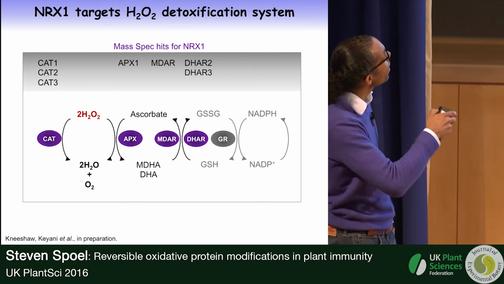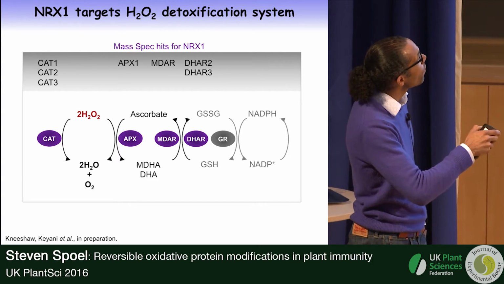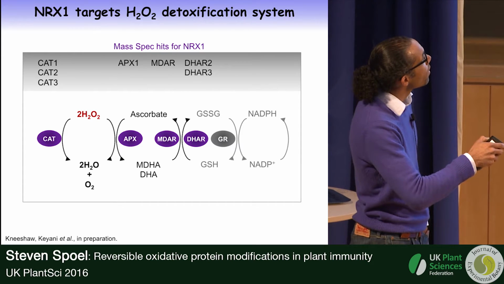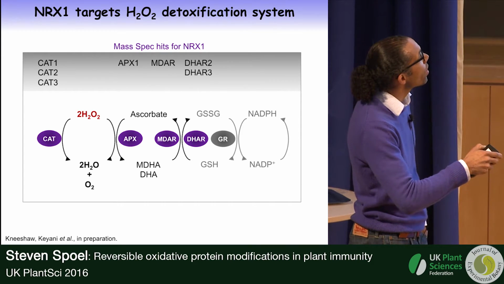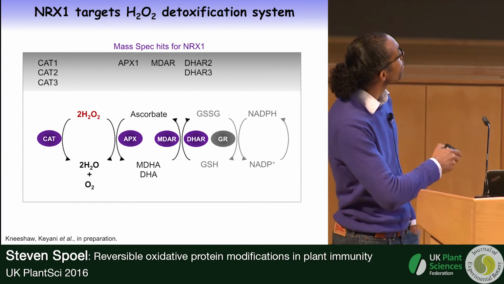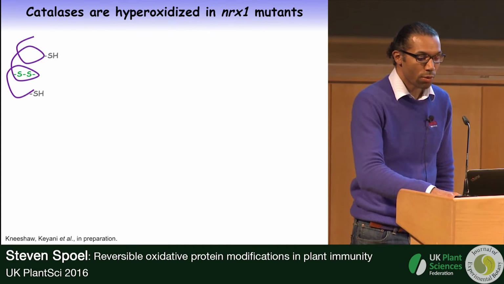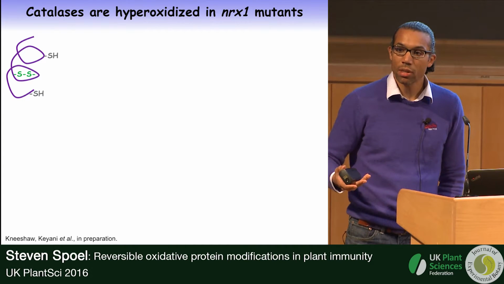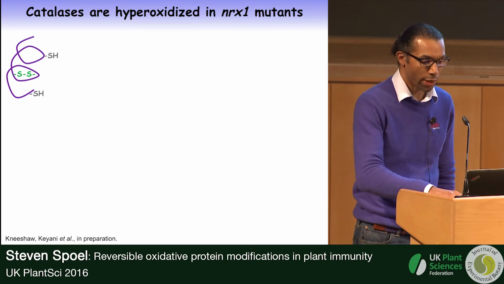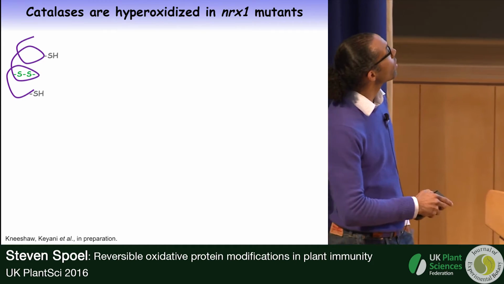And so we found 3 different catalases as targets of NRX1. We found APX1, we found MDAR, and DHAR2 and 3 in our analysis. And so just for the purposes of time, I'll focus on catalase here. So we want to see whether catalase is indeed an oxidized substrate. So what we did is we tried to analyze the oxidation state of catalase.